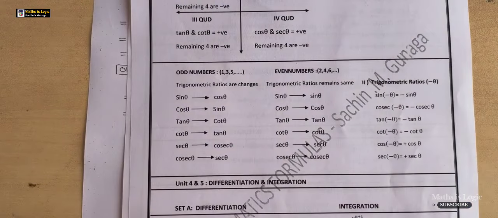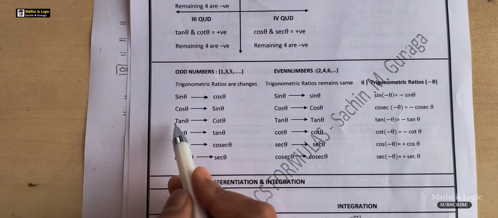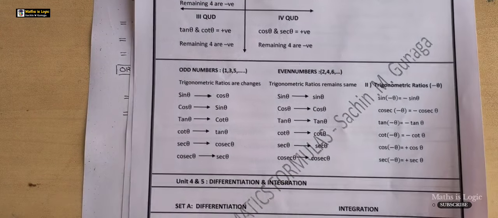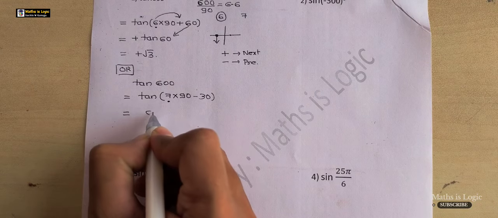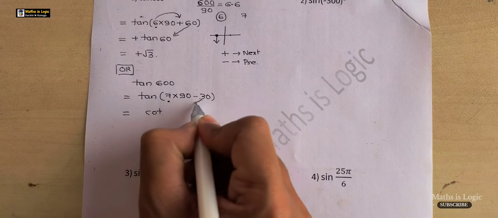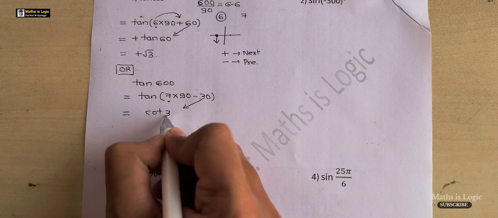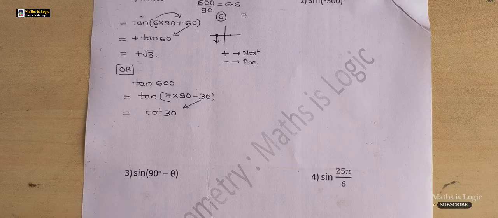Next, now 7 is an odd number. We know if it is an odd number, tan changes to what here? Cot. So this tan changes to cot. At the end 30 degrees is there, so keep that 30 degrees as it is.